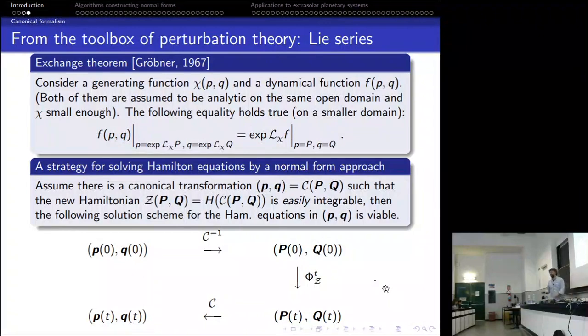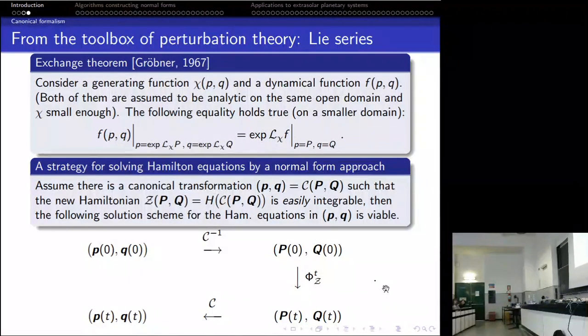Let me translate this procedure in a sentence that is very famous in this town: "Se mia nonna avesse le ruote, forse sarebbe un cane." So it's a sort of idealistic assumption that probably you can't fulfill. But okay, let's go on. Then, in this case, you can apply this scheme in order to integrate the equations.